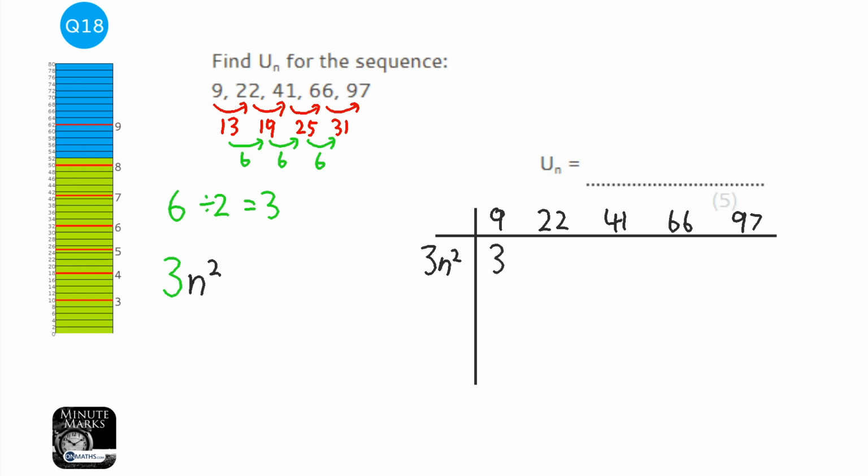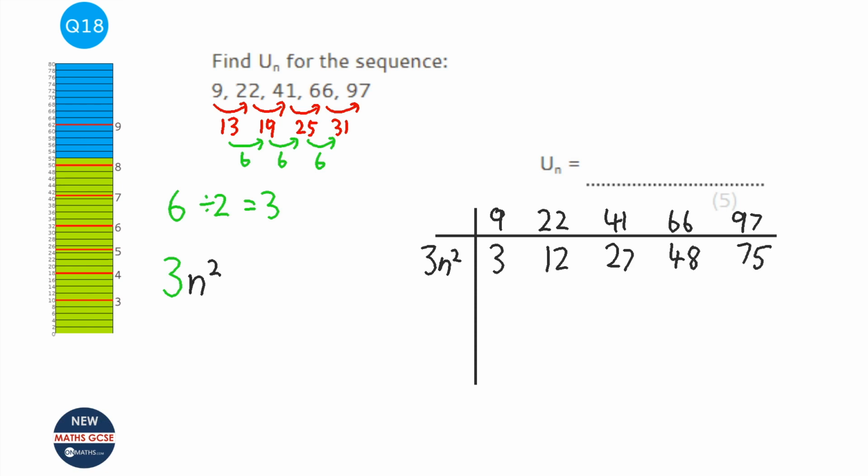So that's going to be 3. 2 squared is 4 times 3 is 12. N is 3 for the third term, so 3 squared is 9 times 3 is 27. N is 4 for the fourth term, so 4 squared 16 times 3 is going to be 48. And then 5 squared times 3 is going to be 75.